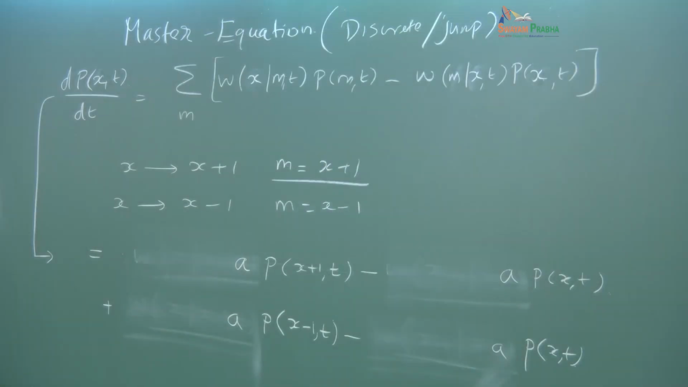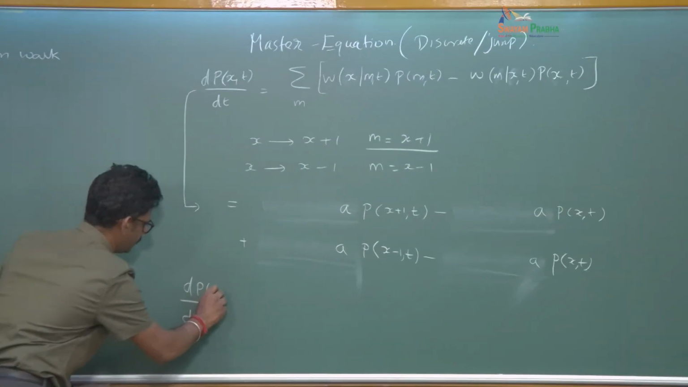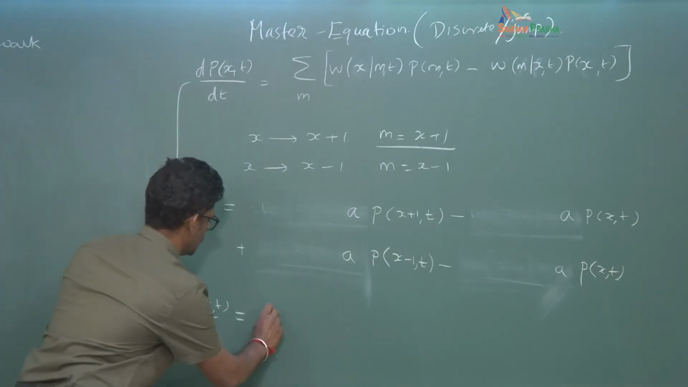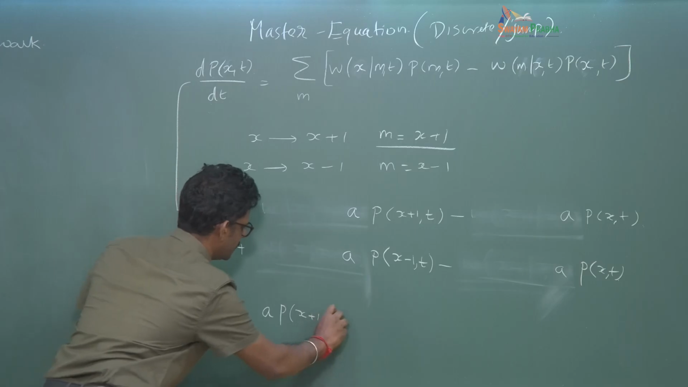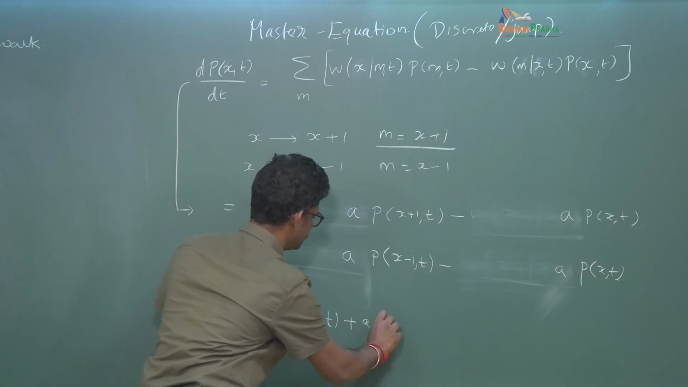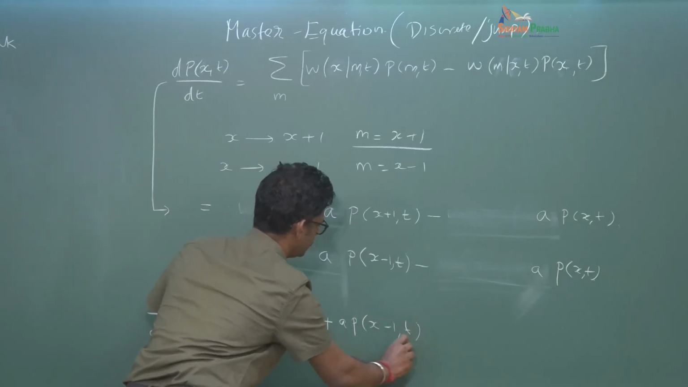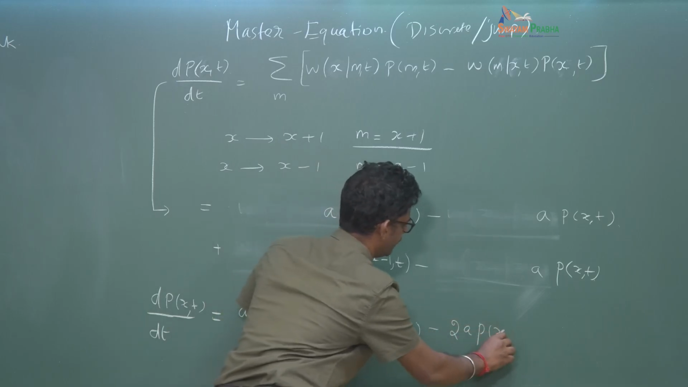So in other words, we are saying that dP/dt of position x comma t is a times P of x plus 1, t, plus a times P of x minus 1, t, minus 2a P of x comma t.